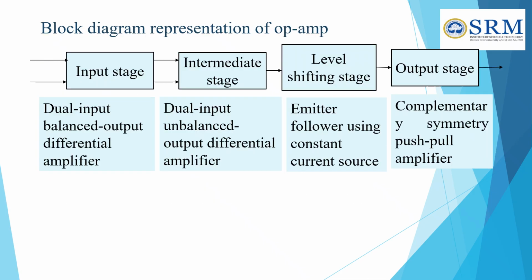This figure shows the block diagram representation of an op-amp. It has mainly 4 stages. First one is input stage and it contains dual input balanced output differential amplifier. Then comes the intermediate stage which has a dual input unbalanced output differential amplifier. And next is the level shifting stage. It has emitter follower using constant current source. And the output stage is a complementary symmetry push-pull amplifier.